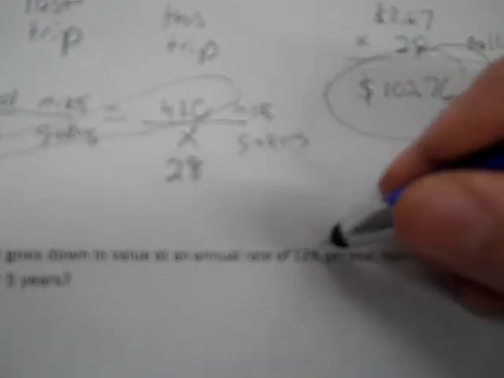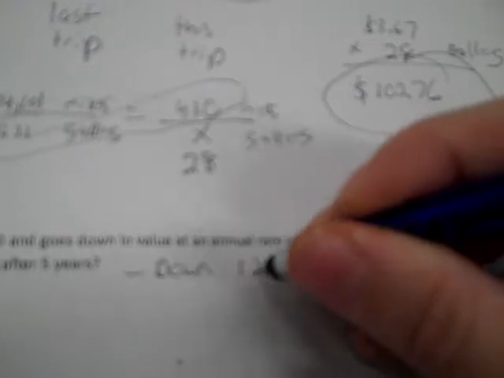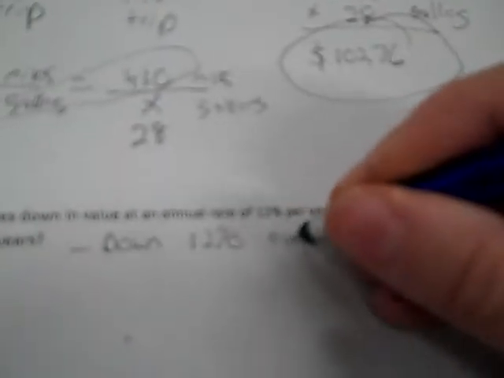Okay, now the last example I'm going to do is different. Something different is happening. We're not paying for gas anymore. It says a car is worth $14,500 and it goes down in value at an annual rate of 12% per year. How much should you expect for your car after 5 years? Okay, so here's what we're going to write here. It says it goes down 12%, okay, every year.